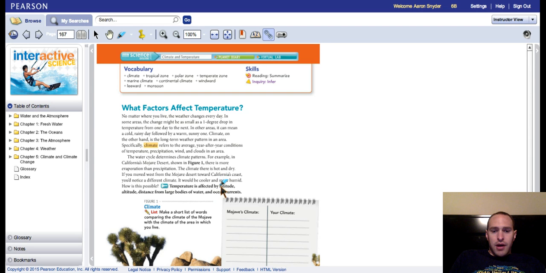Temperature is affected by, first one was latitude, the second one was altitude, distance from a large body of water, and ocean currents. So all of those are the 4 factors that affect temperature.